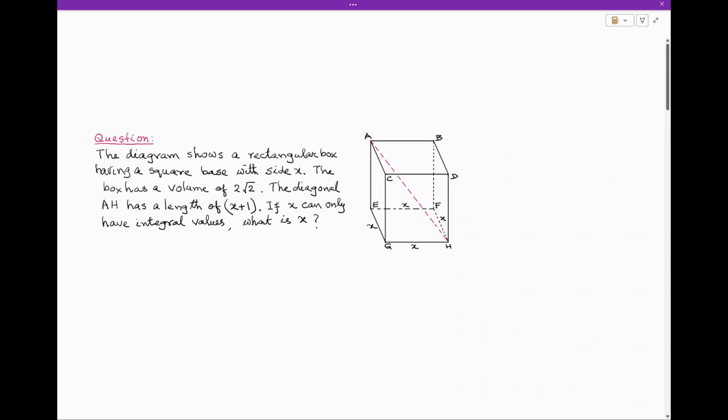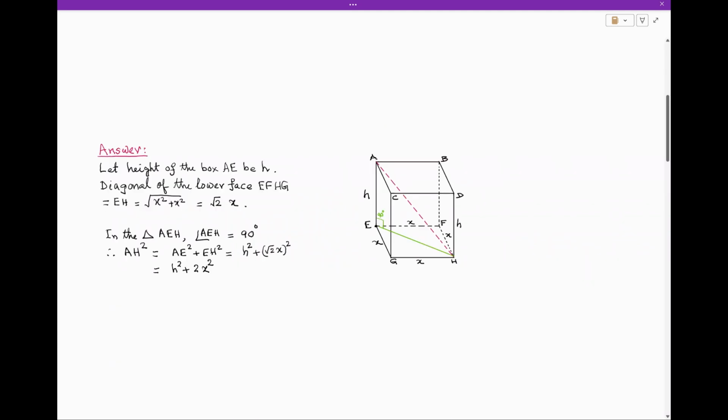The diagram shows a rectangular box having a square base with side x. These sides are x. The box has a volume of 2 multiplied by square root of 2. The diagonal AH has a length of x plus 1. If x can only have integral values, what is x?